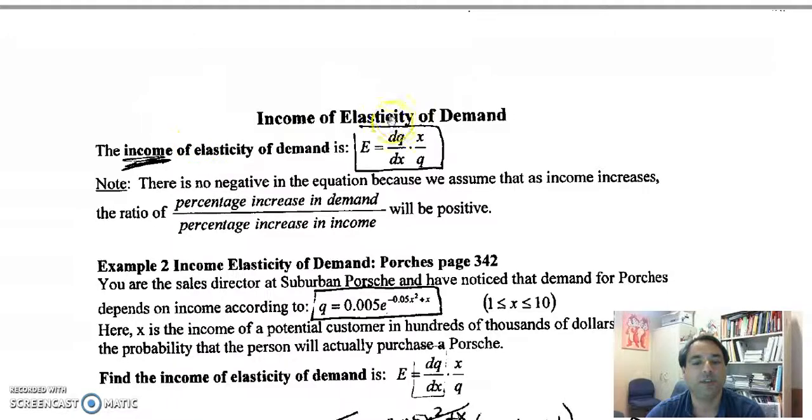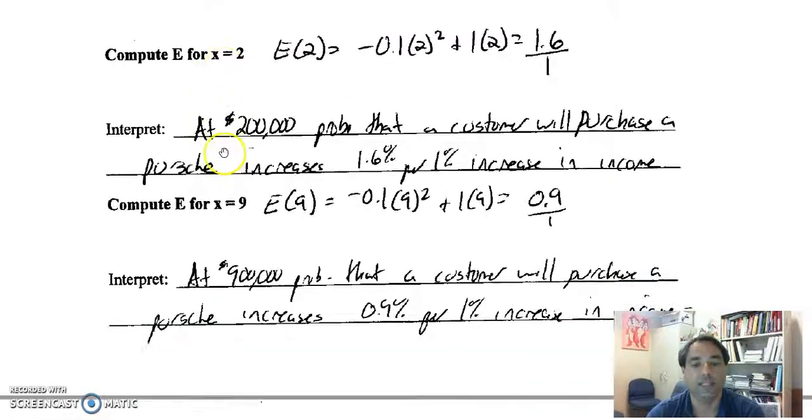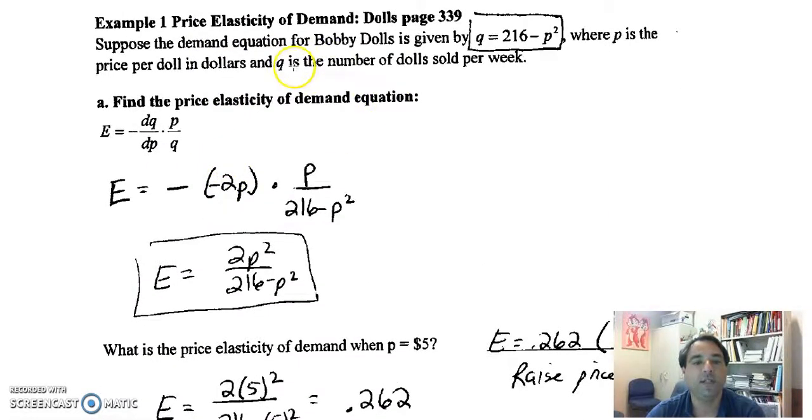But it is possible to talk about income elasticity, but we're going to focus on price elasticity. So suppose the demand equation for Bobby dolls is given by Q equals 216 minus P squared, where P is the price per doll in dollars and Q is the number of dolls sold per week. So P is price, Q is quantity, but this is quantity demand.